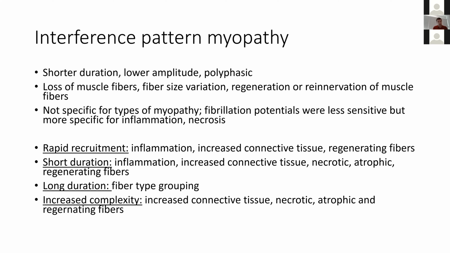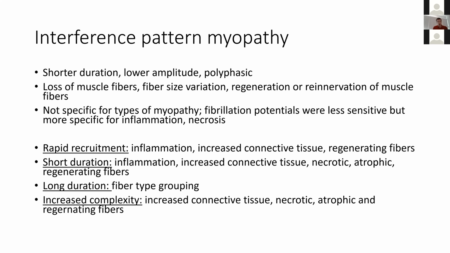So there is a loss of muscle fibers, there is a fiber size variation, and there is a regeneration or re-innervation of the fibers. This is the reason why we have this typical interference pattern of myopathy. This pattern is not specific for types of myopathy. The fibrillation potentials are less sensitive, but more specific for inflammation and necrosis.